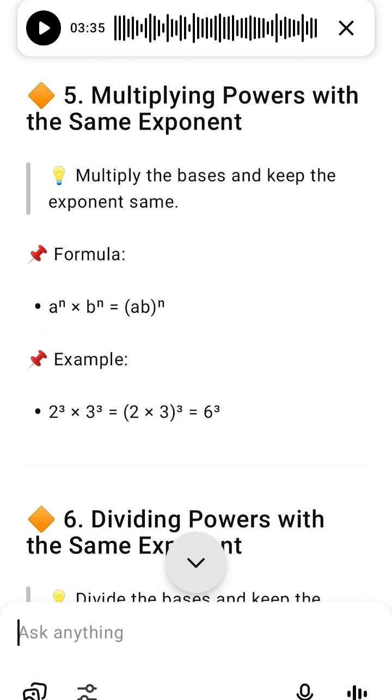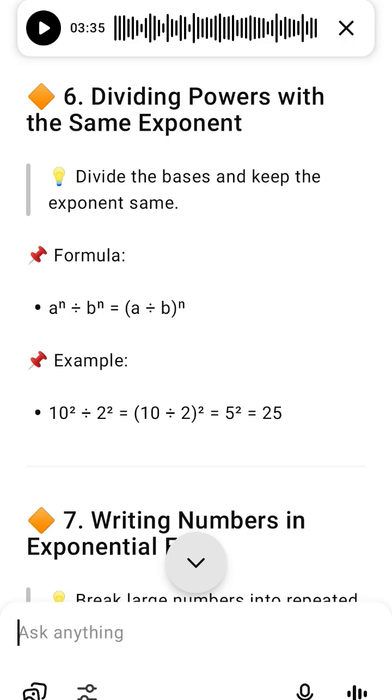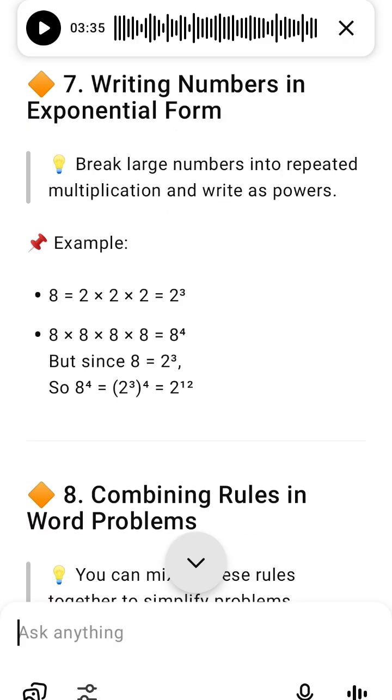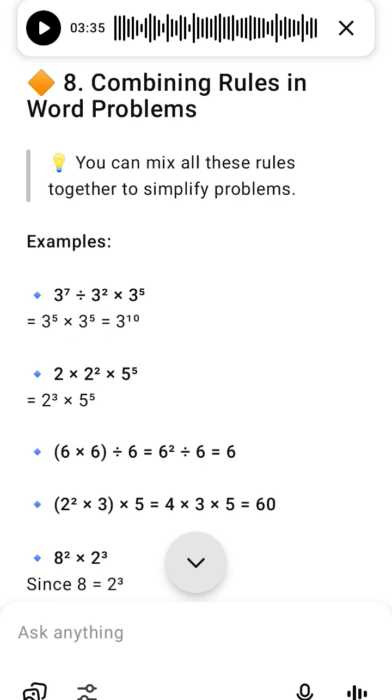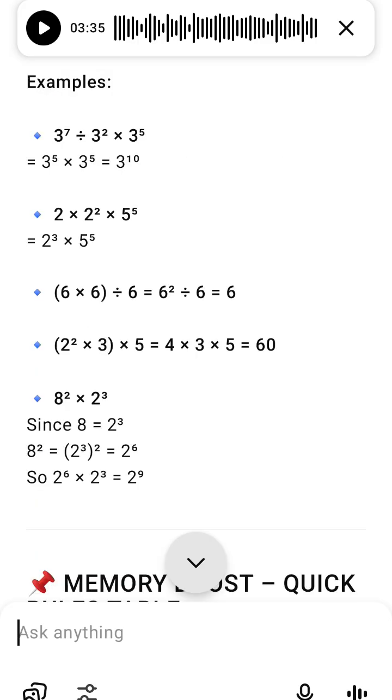Memory boost: quick rules table. Rule, concept. Zero exponent: a to the zero equals 1, where a is not equal to 0. Multiply same base: a^m times a^n equals a^(m+n). Divide same base: a^m divided by a^n equals a^(m−n). Power of a power: (a^m)^n equals a^(m times n). Multiply same exponent: a^n times b^n equals (ab)^n. Divide same exponent: a^n divided by b^n equals (a over b)^n.